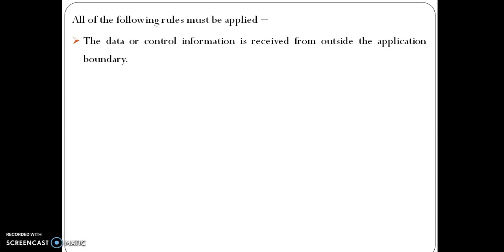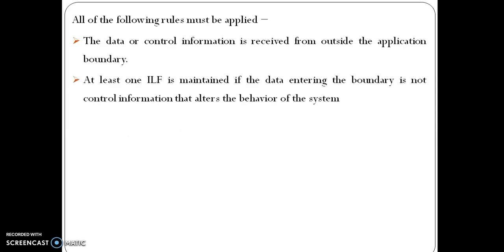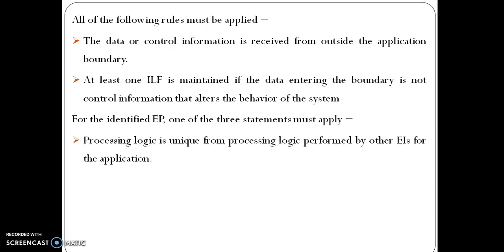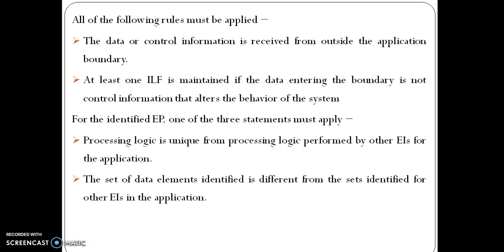All the following rules must be applied. The data or control information is received from outside the application boundary. At least one ILF is maintained if the data entering the boundary is not control information that alters the behavior of the system. For the identified EP, one of the three statements must apply. Processing logic is unique from processing logic performed by other EIs for the application. The set of data elements identified is different from sets identified for other EIs in the application.